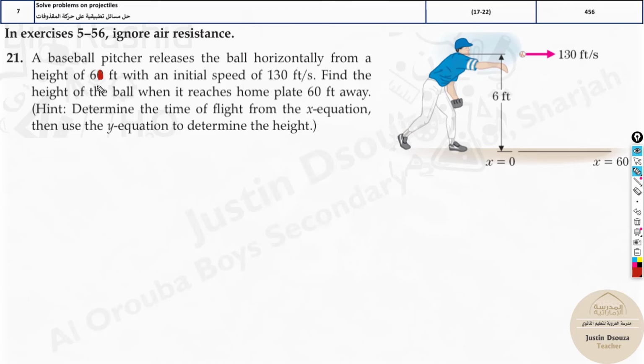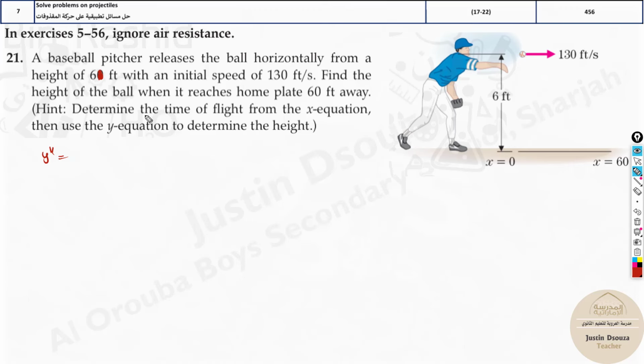It can be anything like 6 or 5 or something like that. And over here, determine the time of flight from the X equation and then use the Y equation to determine the height. They're just telling you the equations, the horizontal and the vertical equations, right? Use this and use that. Now let's quickly solve it.